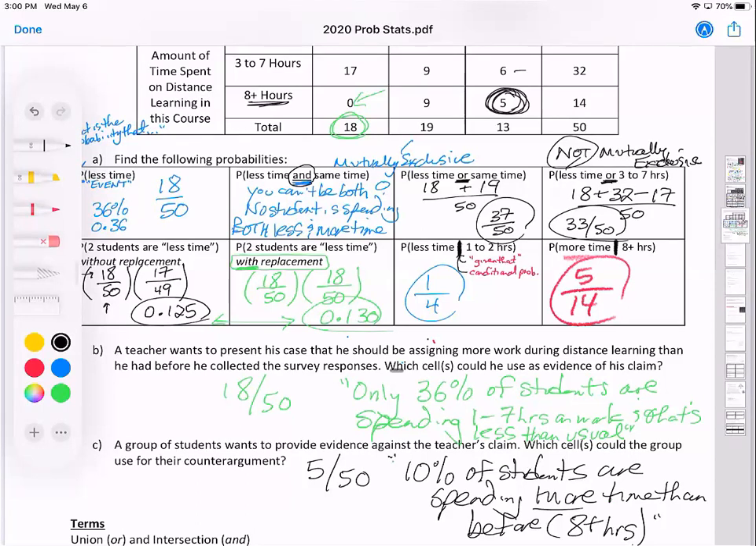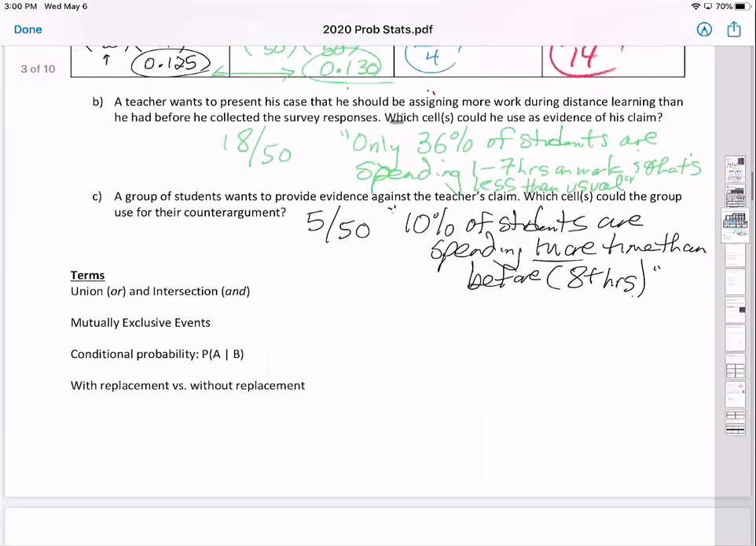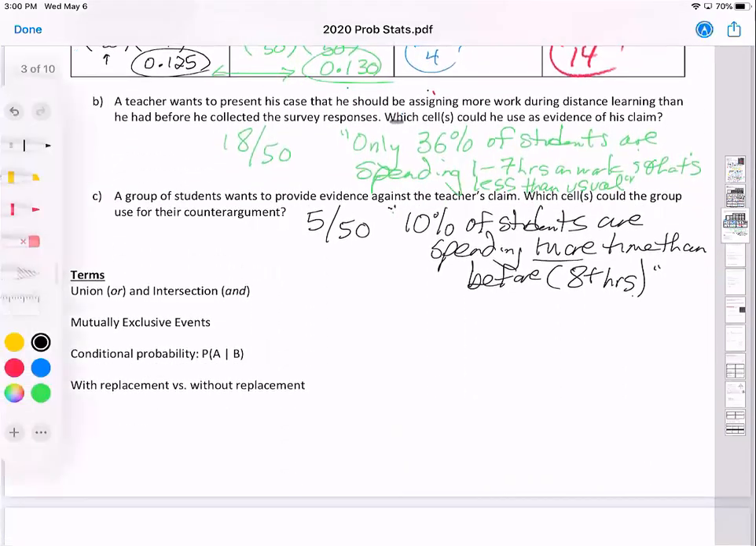And don't worry, we won't assign more work in your class. But hey, AP Stats, maybe I did. Maybe I didn't.